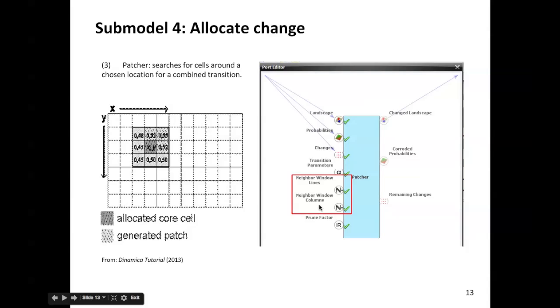Connect the weights of evidence probability map functor, the calculate change matrix functor, and the 1985 land use categorical map to their ports. Connect the patcher functor to a save map, and make sure everything is properly connected before running the final model.